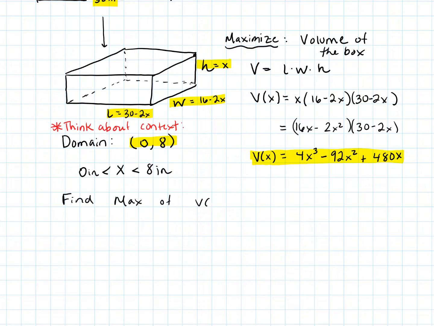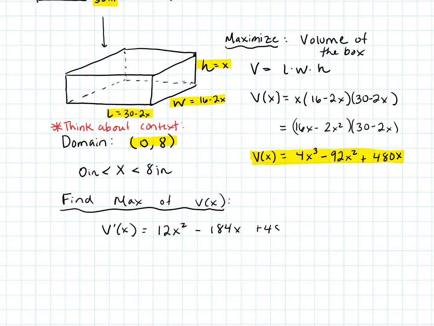Of V of x, and that is utilizing calculus. So we'll take the derivative, find the critical points, show that the critical points are maxes or mins, and also keep our eye on that domain. Any critical points that fall outside of the domain we're not going to even consider. So when I take the derivative here, it is a polynomial, so 12x squared minus 184x plus 480.